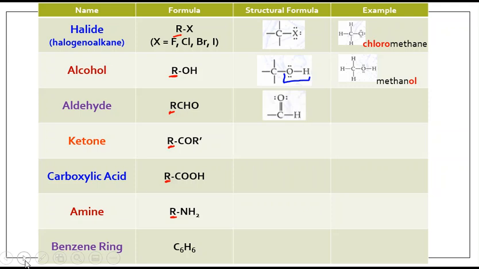An aldehyde. Aldehydes are always on the end, and this is how they look. They have a C, this is double bonded to an O, and then an H on the end. So when you see an aldehyde, it's always going to be on the end of the chain, and it's going to be a C double bonded to an O with an H.